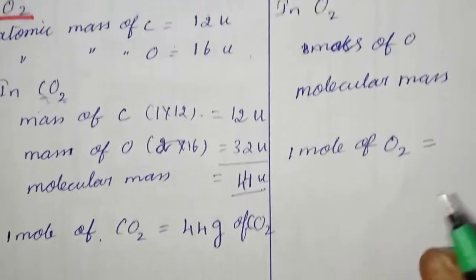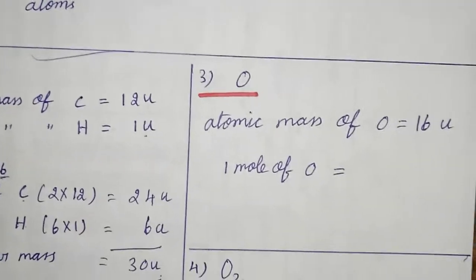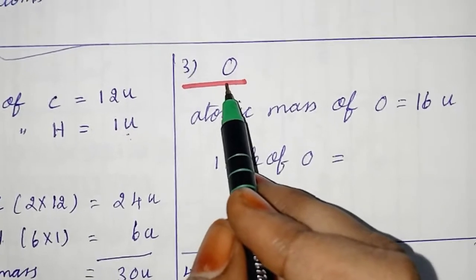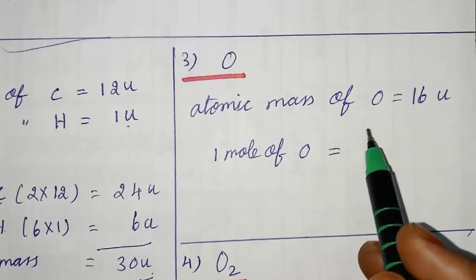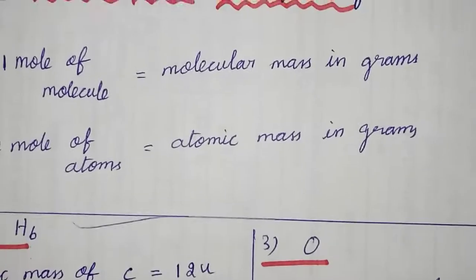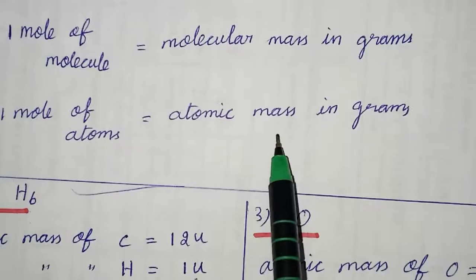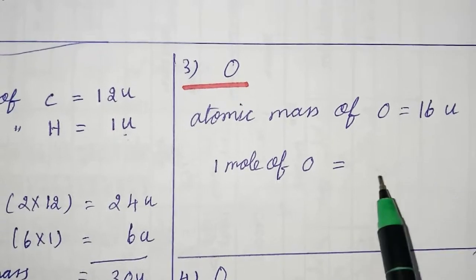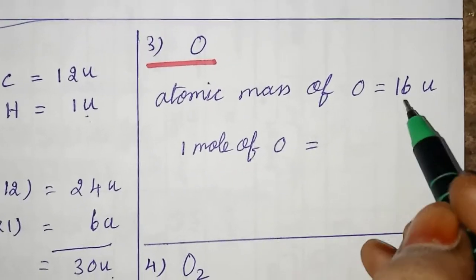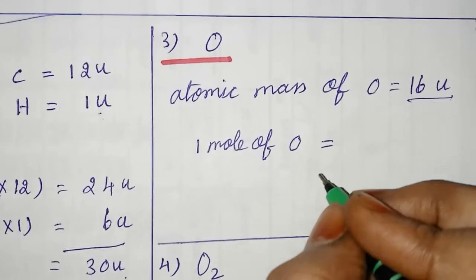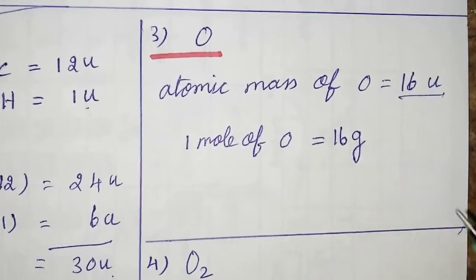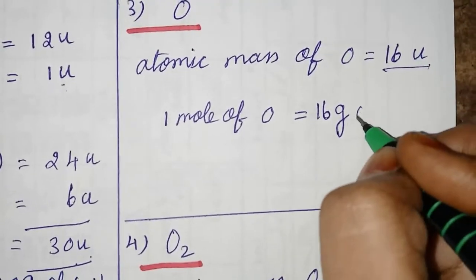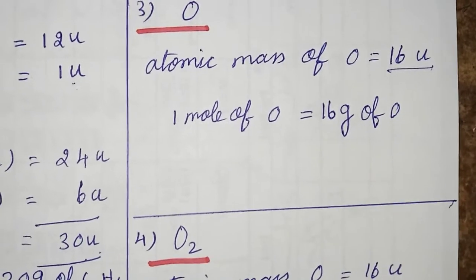Okay, and next, oxygen. Here oxygen is an atom. It is in atomic nature. So atomic mass of oxygen is 16. What is the formula? 1 mole of atom is equal to atomic mass in grams. We know that atomic mass of oxygen is 16. We express it in grams, and that is known as 1 mole of oxygen. So that atomic mass expressed in grams is 16 grams. So 1 mole of oxygen contains 16 grams of oxygen atoms.